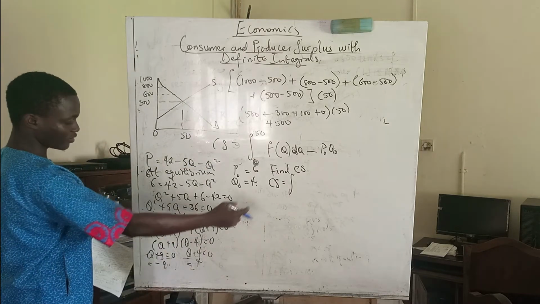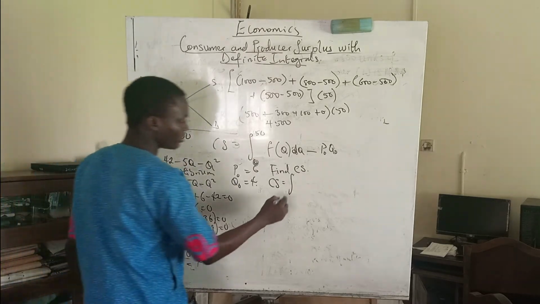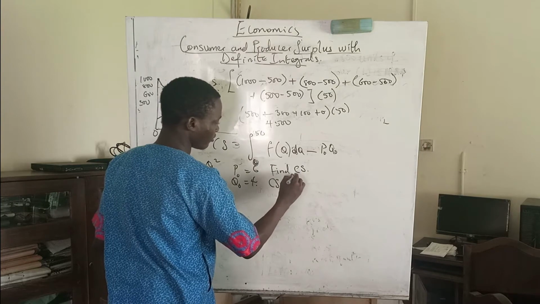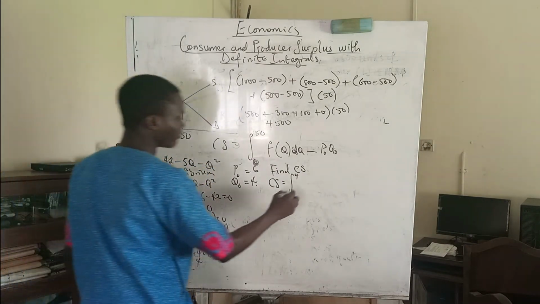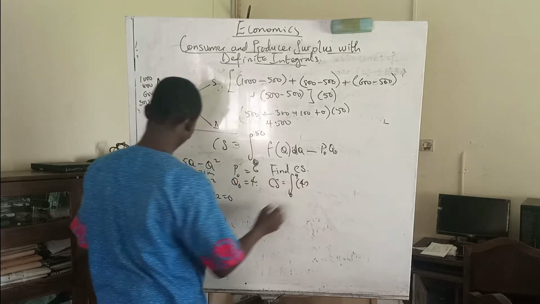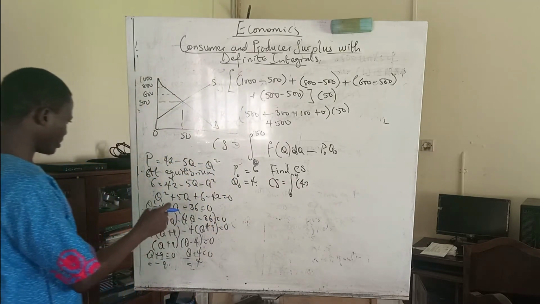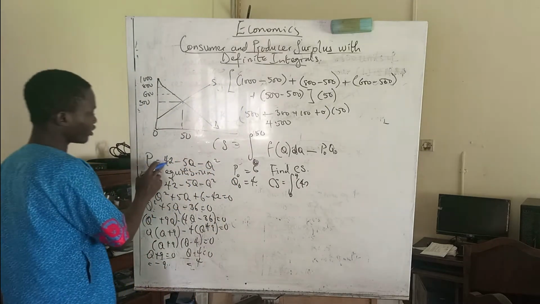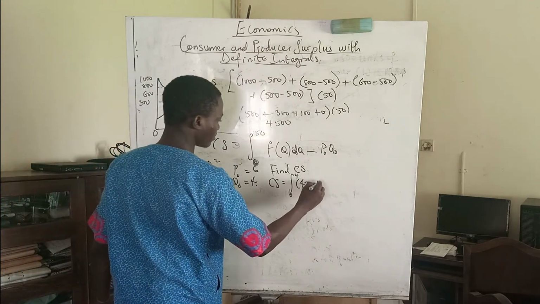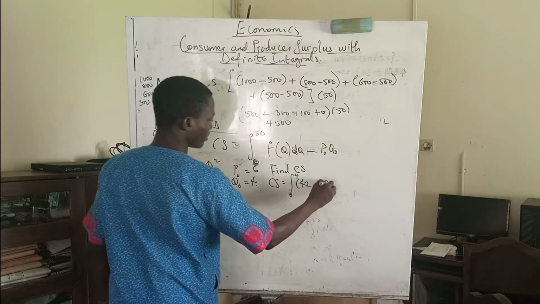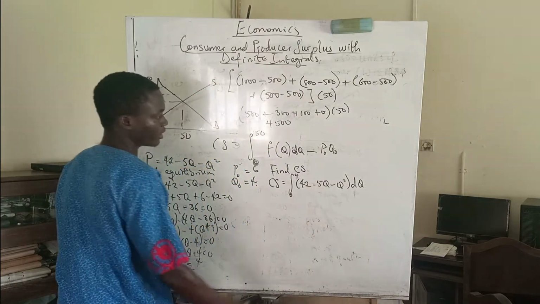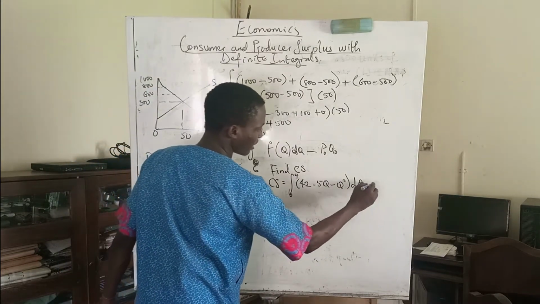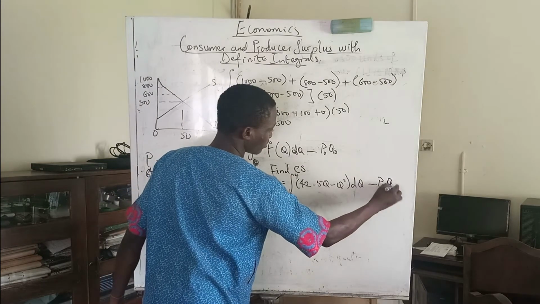Now the quantity here is not 50, it's 4. So the lower limit is going to be 0 and the upper limit is going to be 4. Then this is our inverse demand function: 42 minus 5q minus q squared, dq. Then, minus p naught q naught.